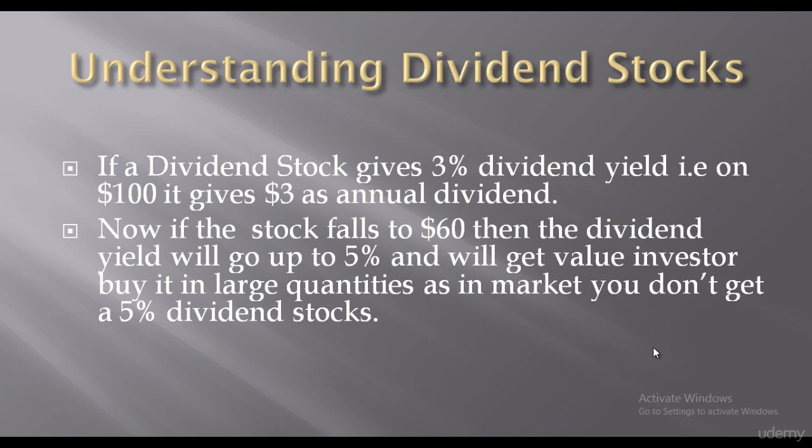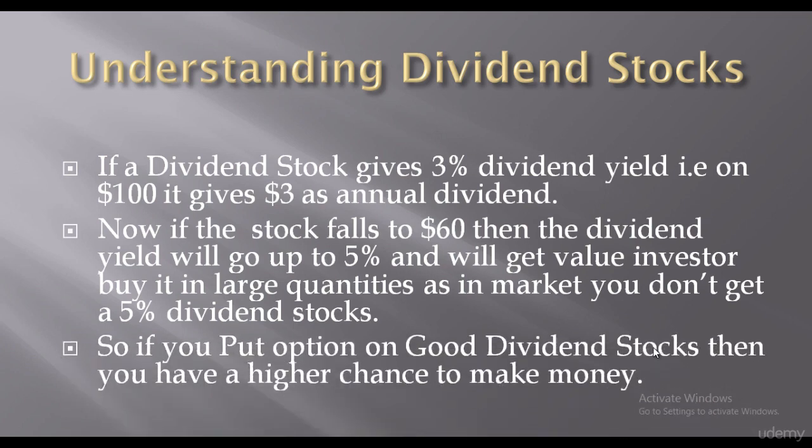So this is how the price never usually falls that much low, because like Apple, a good company will always attract new buyers. Mutual funds, hedge funds, they will always look at this kind of discrepancy to make the trade and make the most money. So if you put an options contract on a good dividend stock, then you have a higher chance to make money.